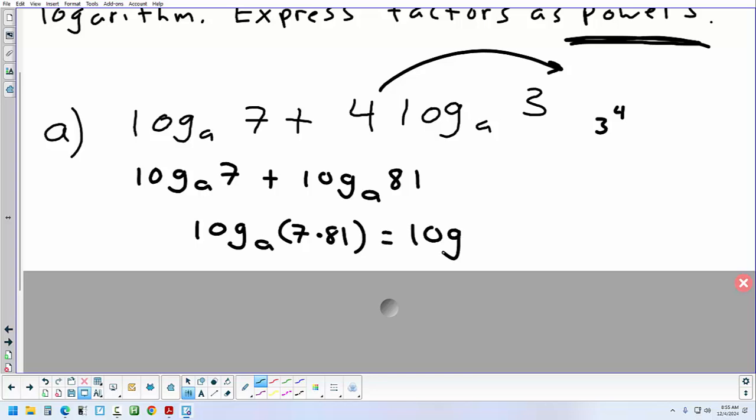And then if there is any arithmetic you need to do, then we do that out. If one of these was an x, then we wouldn't be able to do it out. Like if it was an x and an 81, we'd just have 81x. But that's a 7 and an 81, so we can multiply them together. So it's the log, don't forget your base A, of 567. Any question on recombining that into a single log?